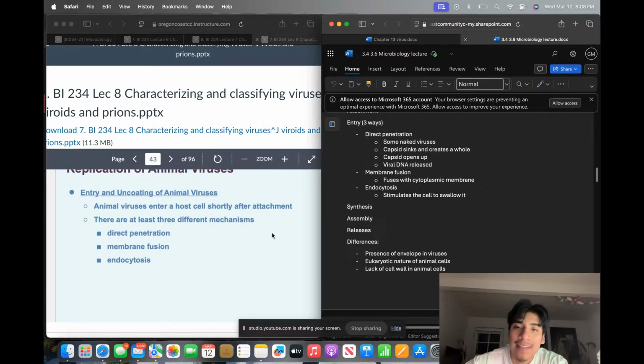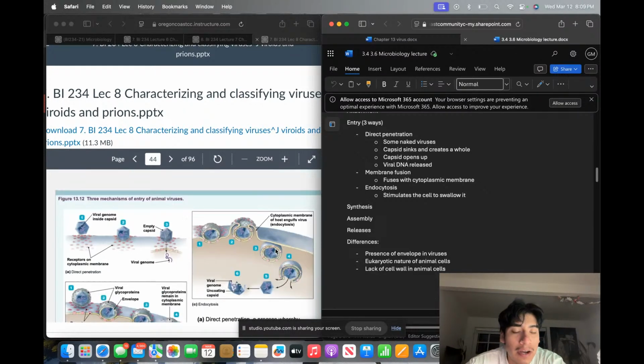Membrane fusion is that, for an enveloped virus, since it has the same cytoplasmic membrane as the cell that it's invading, sometimes it would just fuse with the membrane. It'd kind of be like endocytosis, where you've got a blob, and it's just going to join with the rest of the cell membrane. Endocytosis would be an example where a virus has certain proteins that encourage the cell to swallow it. So it's kind of tricking the cell into doing the work for it.